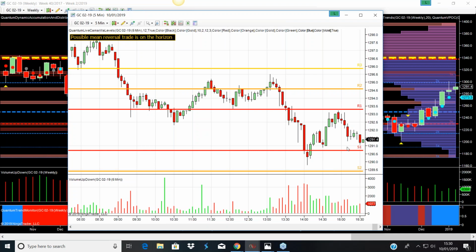But again, you have the levels to help you, so that at least when it gets to one of these points, either the R1 or the S1, you know what is going to happen. Well, the R1 we know down here, on this time frame, is at just over 1293. If it gets through, you've got your price objectives here and here.